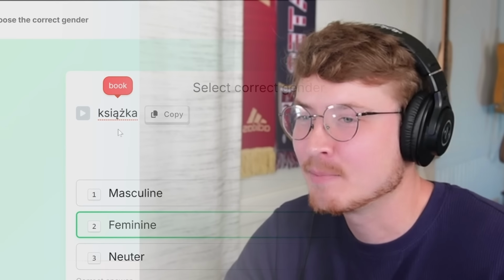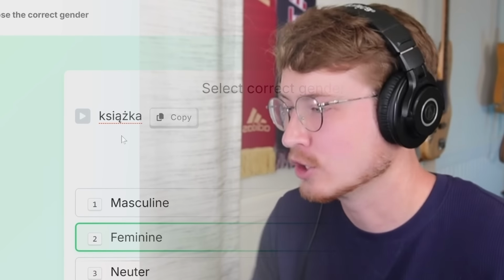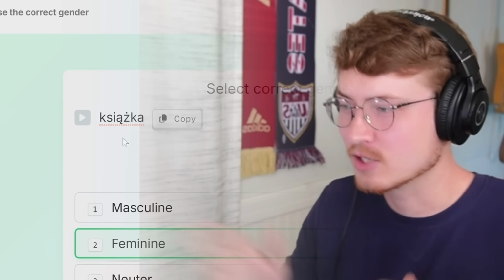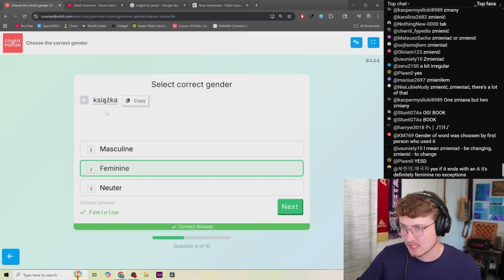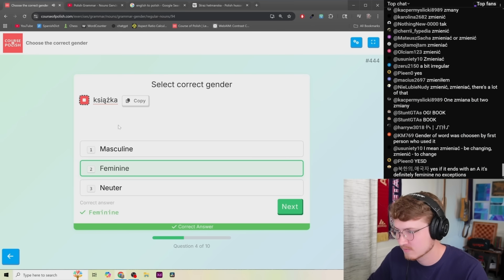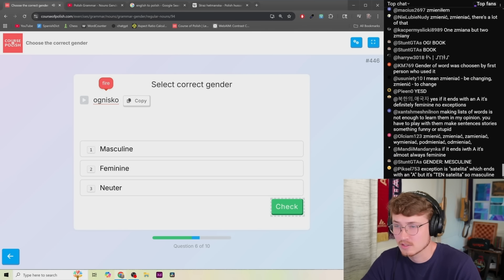This is definitely an example of a word where if someone is talking to me about how crazy Polish looks or the pronunciation, I would show them this word and be like, "How do you think this is pronounced?" Książka, right? Ognisko. I have no clue what that means.